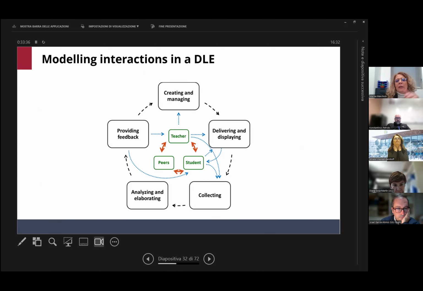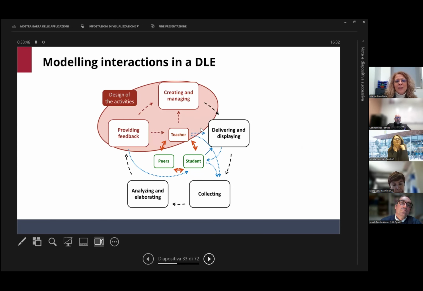I put very quickly just the interaction in a digital learning environment. You can see the idea is that there are a lot of arrows, and inside this you can see that this is the part where there is the design of the activities. Teachers and instructional designers create and make available contents, activities, and so on.